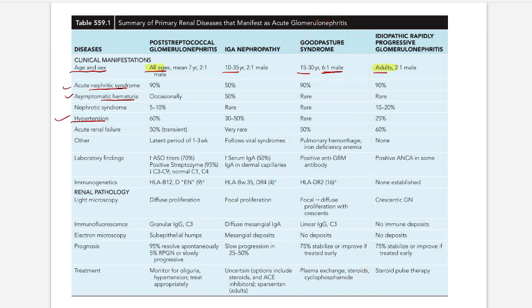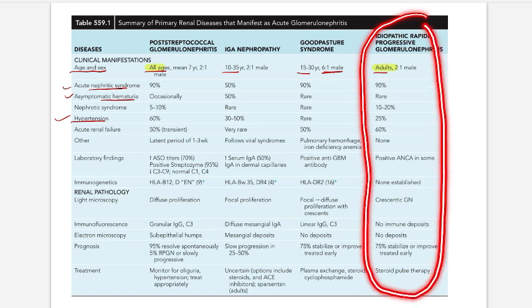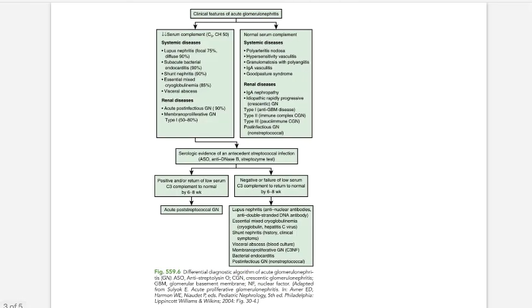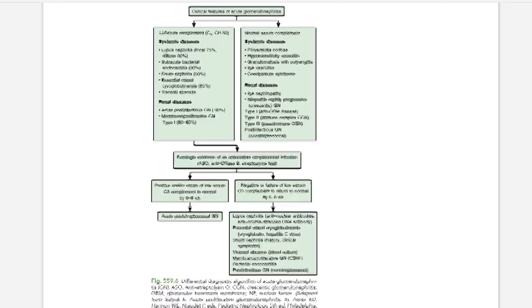Idiopathic rapidly progressive glomerulonephritis, RPGN, is seen actually with nephrotic syndrome in 10 to 20%, positive ANCA in some, and no immune deposition on immunofluorescence. With this basic knowledge, we will move towards the clinical features of acute glomerulonephritis, keeping these diseases in mind.